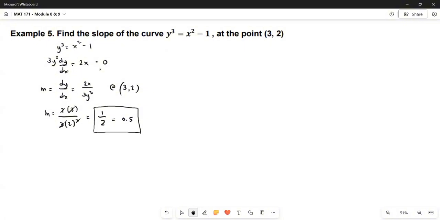So in short, pag kumukuha tayo ng slope at a point of the curve, we just simply get the derivative ng given function ng curve, tapos saka tayo nagsasubstitute ng value. Okay, so I hope clear yun. So let's proceed to our next topic.